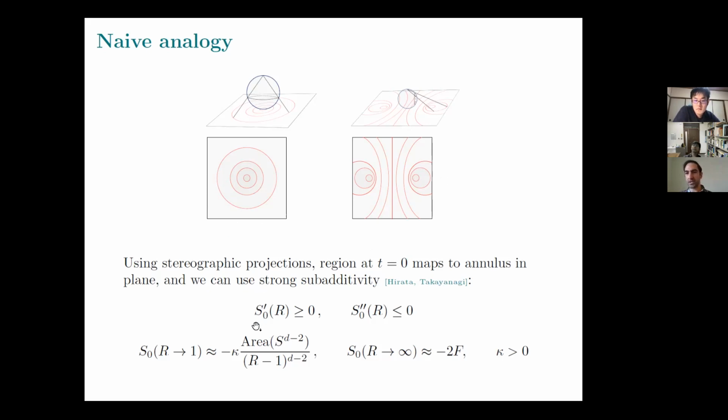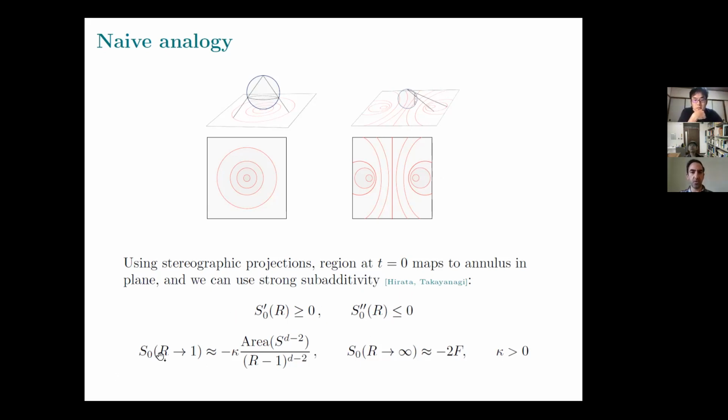And you get these constraints on the first derivative and second derivative of, now I'm just talking about the matter entropy. Okay, this is just strong subadditivity applied to the matter entropy. You get these constraints on the entropy. R is like the ratio of the two radii of the annulus. So it says the first derivative is positive. You know, the derivative grows the region, thickens the annulus, and the second derivative is negative. I put S naught here because I'm just referring to the finite piece of the entropy. So you have these constraints.